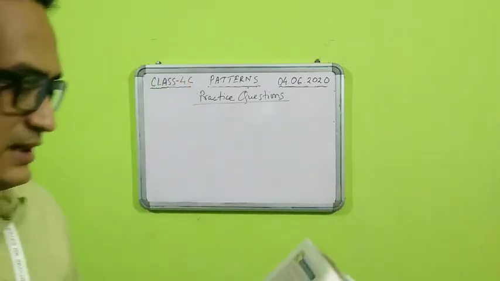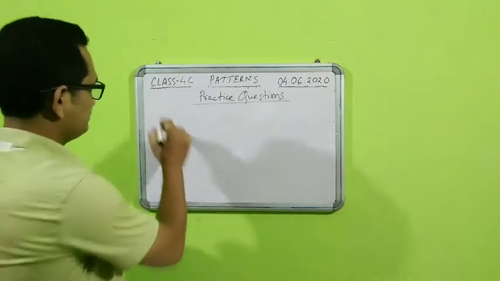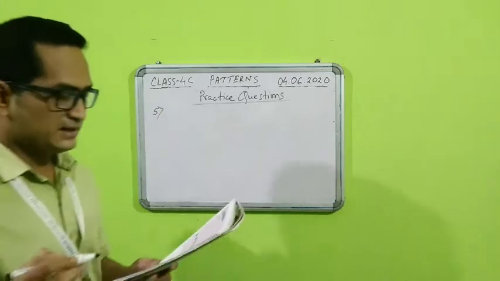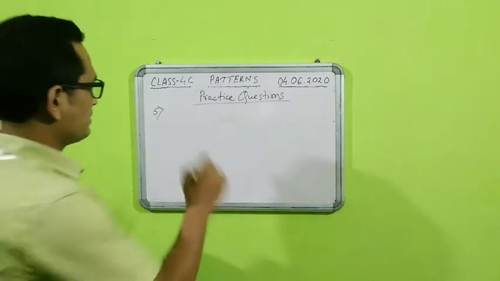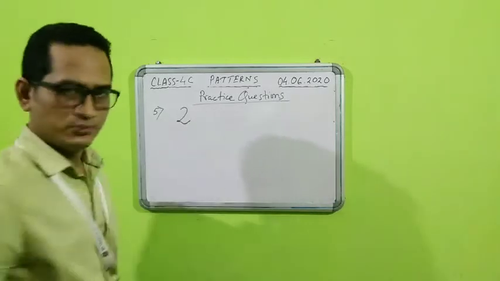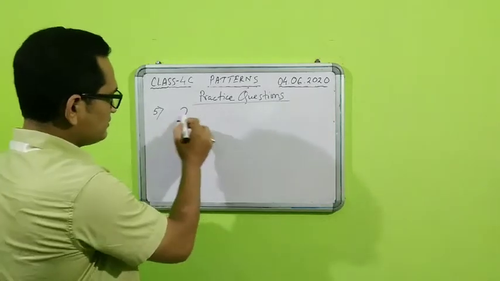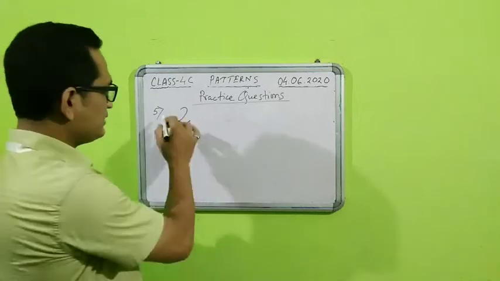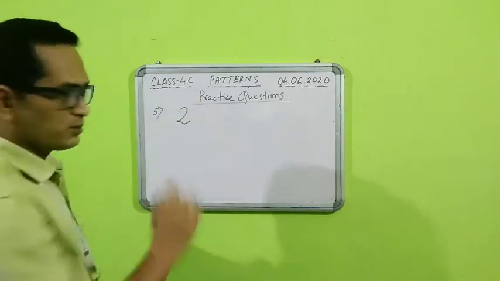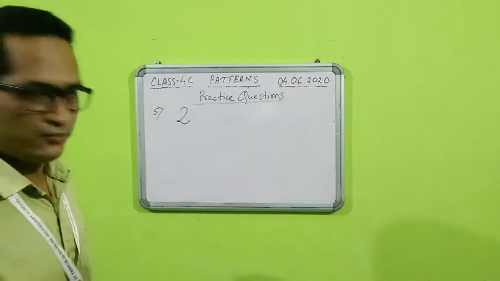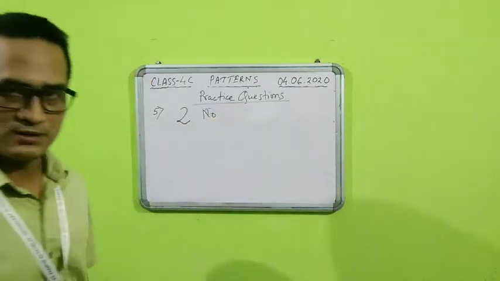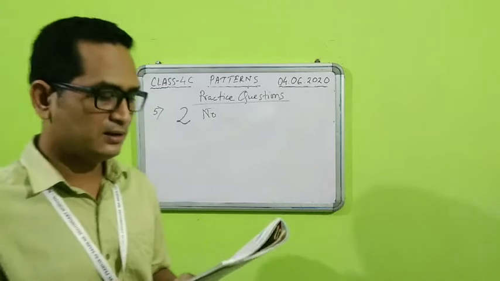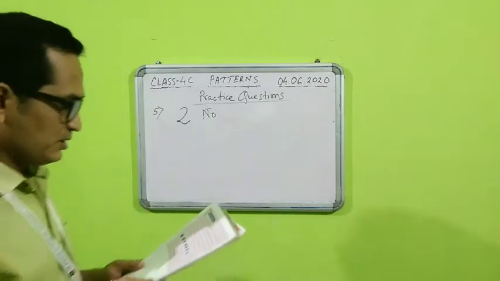The next question says number 5. It says, can the digit 2 have a horizontal line of symmetry? Now students, the digit 2, can we divide it in this way? That is, horizontally if I divide, will the upper part and the bottom part be the same? No, it will not be. So the answer will be no, we cannot. Fine. So that's the answer of question number 5.